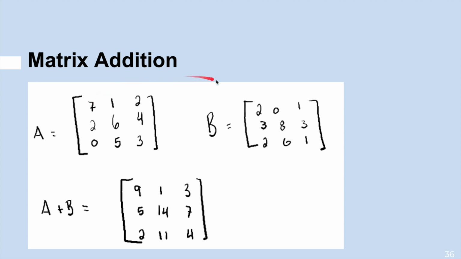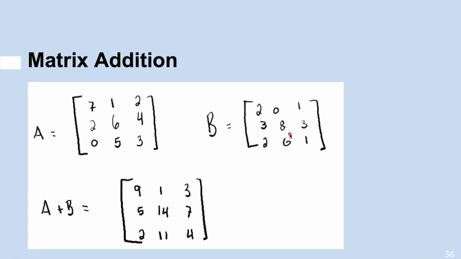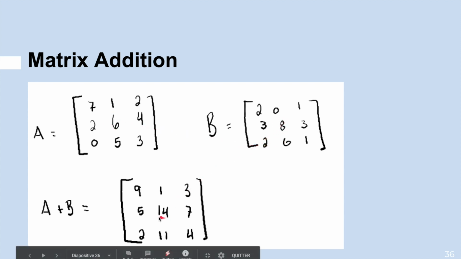Here we have 7 plus 2 is equal to 9 and goes right back in that same spot. 1 plus 0, it's 1. 2 plus 1 is 3. 2 here plus 3 here, and it's 5. This middle one is 6 plus 8 is 14 and goes right back in the middle. So we just keep on doing that.